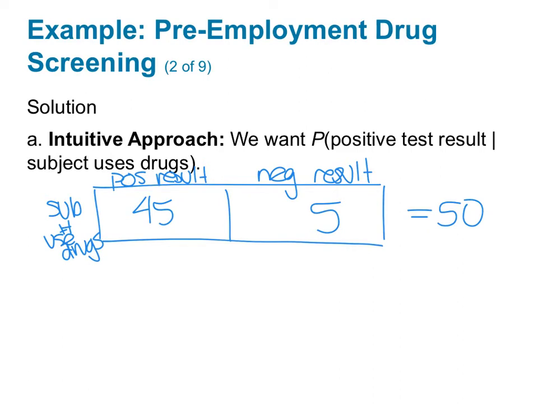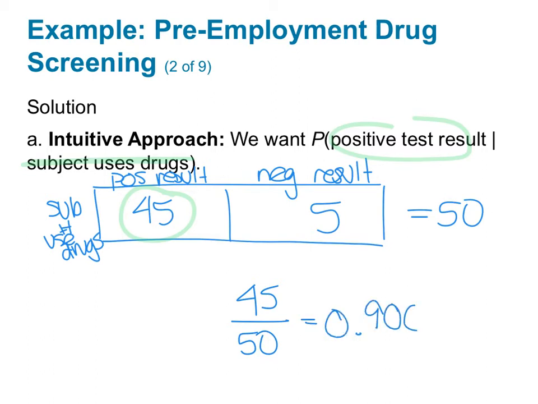And that's coming from this second part. So remember, it's a positive test result given the subject uses drugs. Because we're doing the given the subject uses drugs, we are just looking at that first row. And then looking at the 50 subjects that use drugs, how many of those had the positive test result? So 45. So we can write our answer as 45 over 50. The given, that the subject uses drugs, is our denominator, and how many had the positive test results is our numerator. And if you simplify, this would be 0.900.